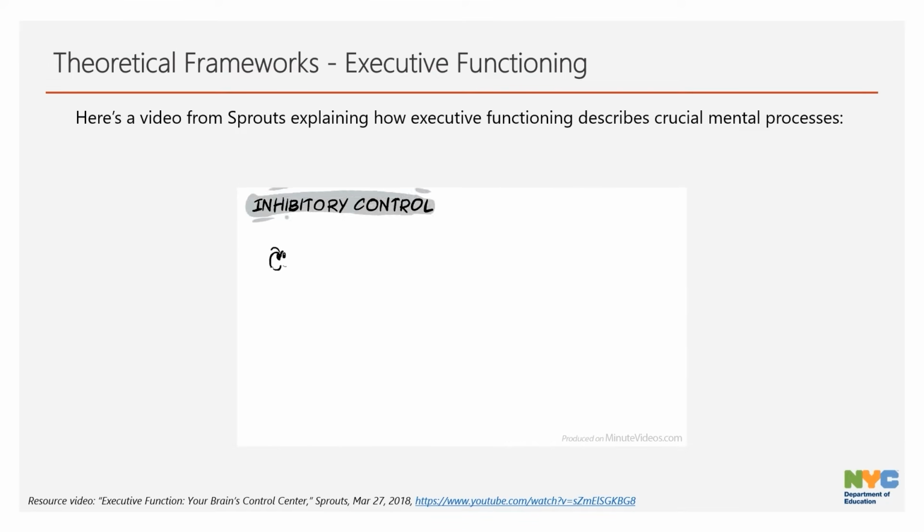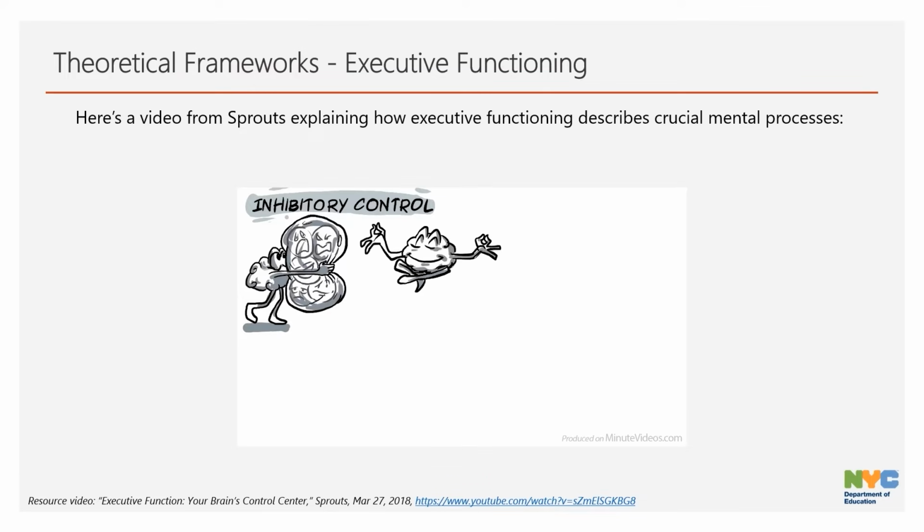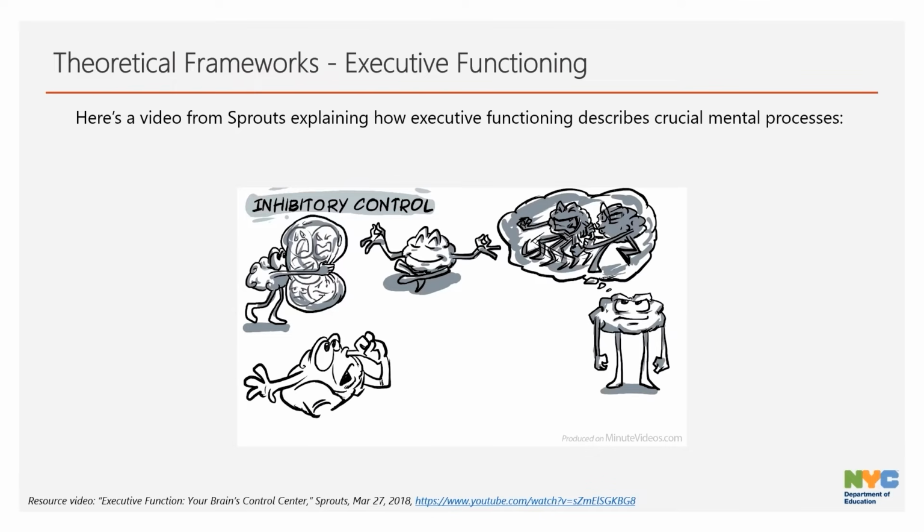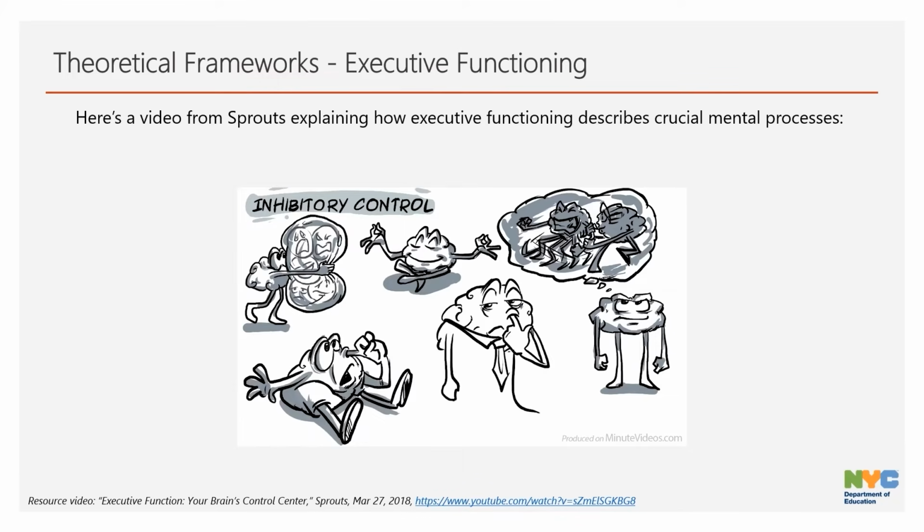Inhibitory control describes our capability to concentrate, regulate our emotions, and control our behavior during stressful situations. It's an essential skill if we want to change a childhood habit. Without it, we might have trouble controlling our behavior and can come across as weird.